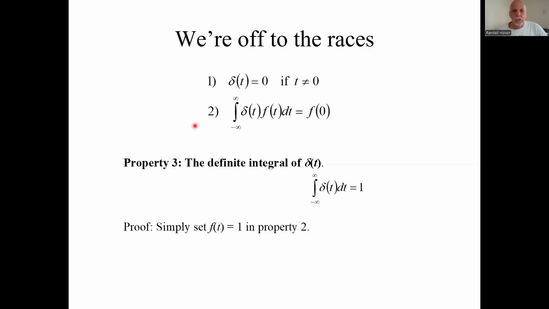So we can start with these two properties: the Dirac delta function is zero everywhere except at the impulse, and it has the sifting property. Those are the defining properties with this approach. The third property, that the integral is one, is easy to prove from the sifting property.